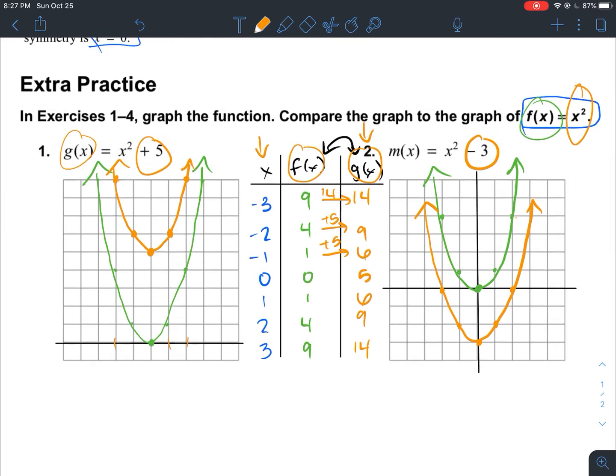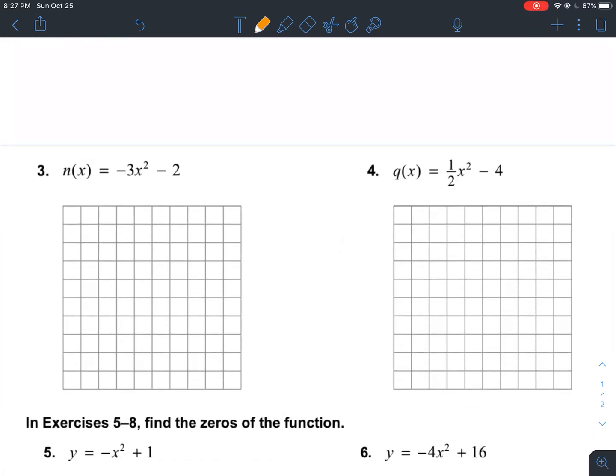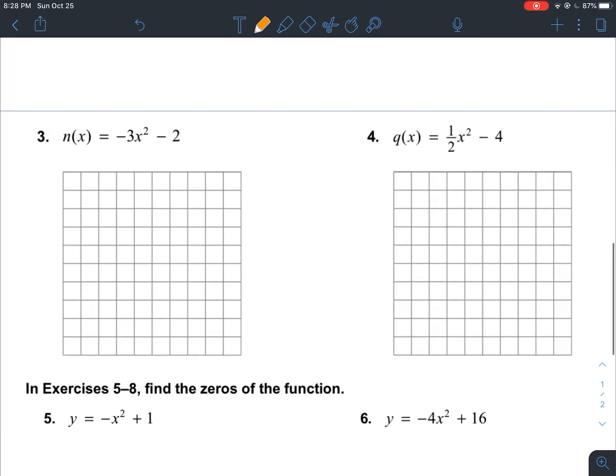Okay. So let's jump to number 3, which has two things going on, right? So we have an a value and a c value here. So we're multiplying by negative 3, which means that we're going to have a reflection because of the negative and a stretch because of the 3. So that was from last time, but now we're also going to be shifted down 2 units.